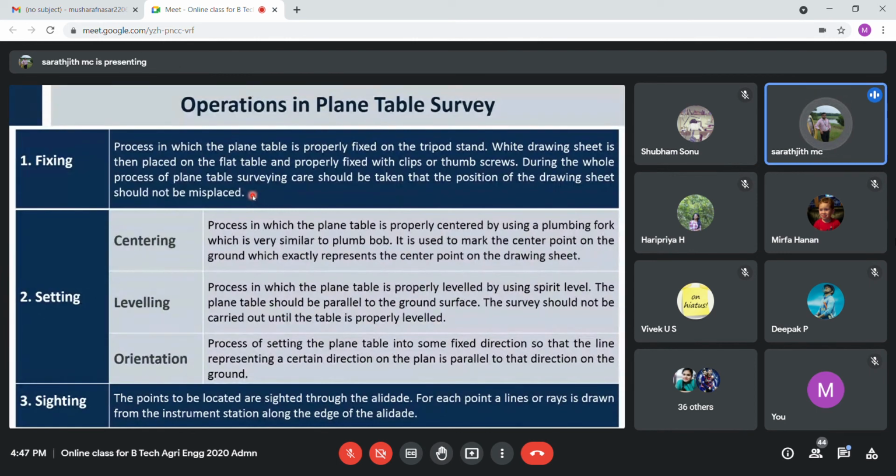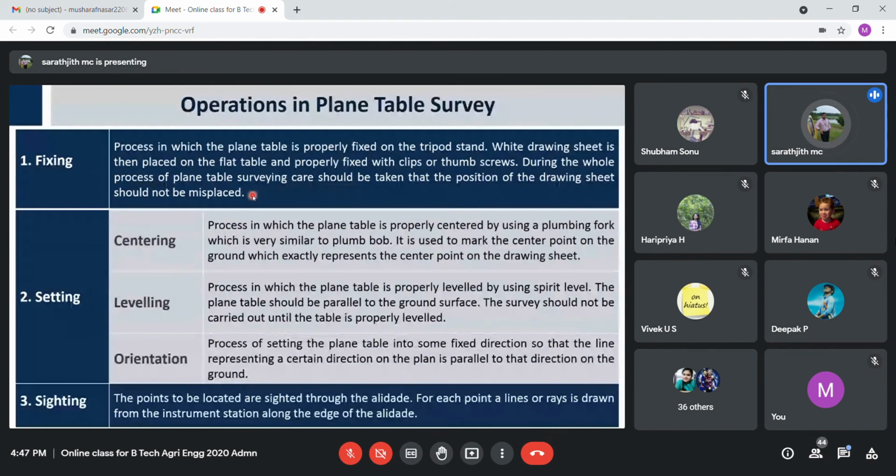The first thing is we have to place the tripod, then over it you place the plane table, then you place the drawing sheet over it, and you fix it properly using thumb pins. You have to ensure that the sheet will not get disturbed from its initial position throughout your survey.